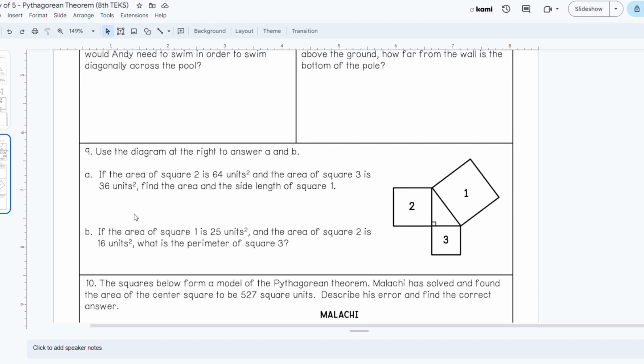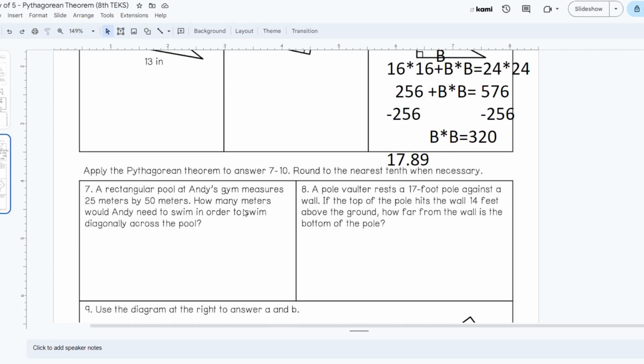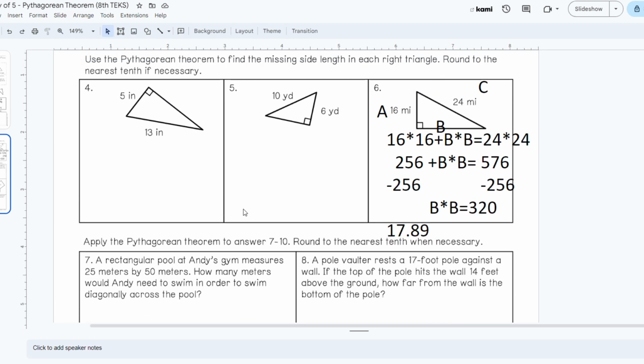Thank you for joining me on this. Your task will be to finish the Blackboard assignment, and it's going to include word problems, so be ready for that. Good luck. Don't let me down.